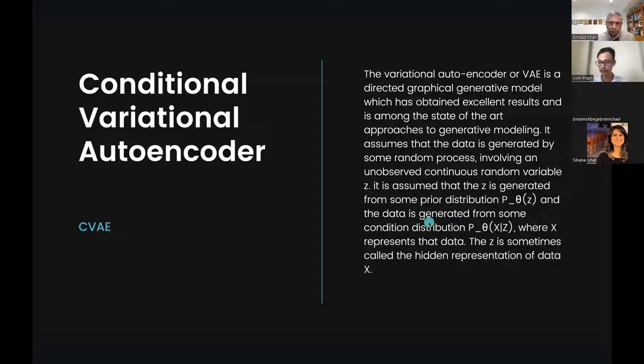And the data is generated from some conditional distribution P theta of S given Z. This means we will have the probability of S by adding in some Z variable. That's why Z sometimes we call the hidden representation of data S, because we didn't know, we added something, some random number.